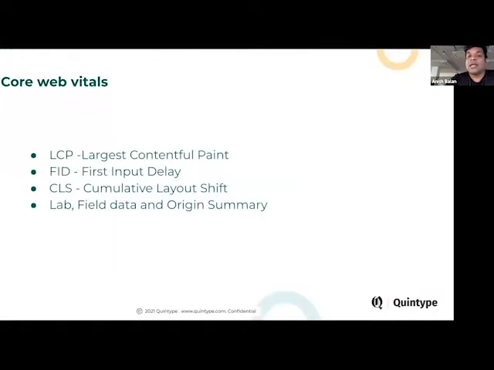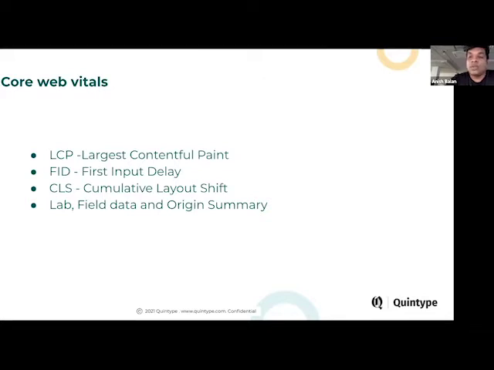One is the largest contentful paint. That means when a page is loaded, from the time the page starts painting, how much time it took for the largest contentful paint to show up. The second one is the first input delay. The first one is what I told you about page load; the second one is about interactivity.